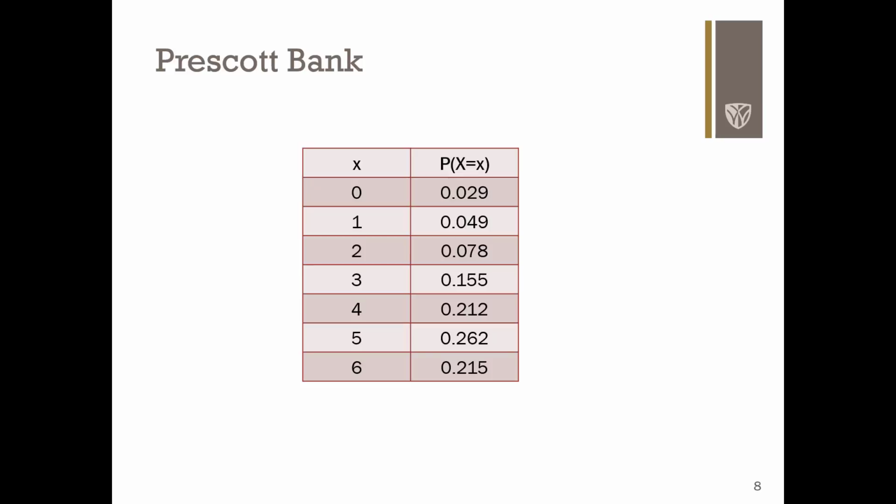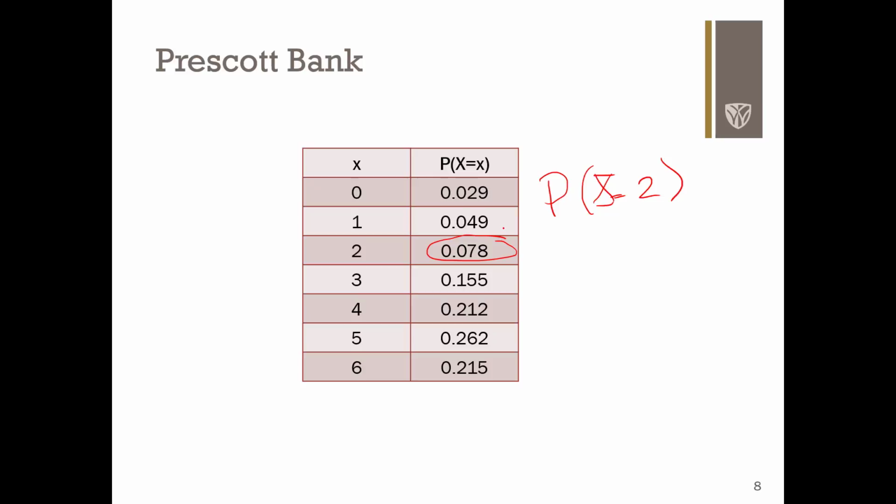And so our first question asked, what's the probability that exactly 2 of these tellers are busy at 1 o'clock in the afternoon? So we say the probability that x is equal to 2, and we can just read that off of our graph. So the probability that x is equal to 2 is just 0.078.